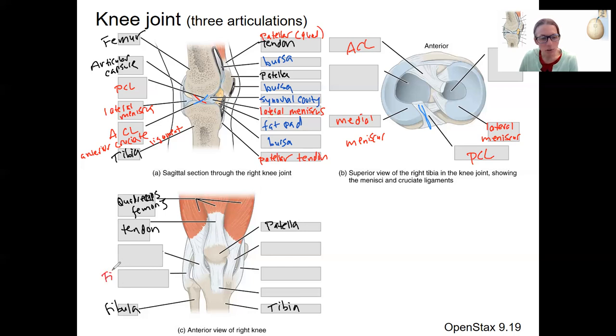This is our fibular collateral ligament. It's also called the lateral collateral ligament. So LCL, you'll see. This one on here, what do you think it is? The tibial collateral ligament. This is the tibia, that's fibula ligament. This is also the MCL, medial collateral ligament. That is all I want you to know for those.